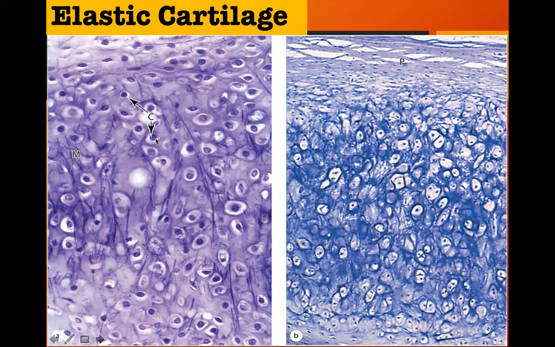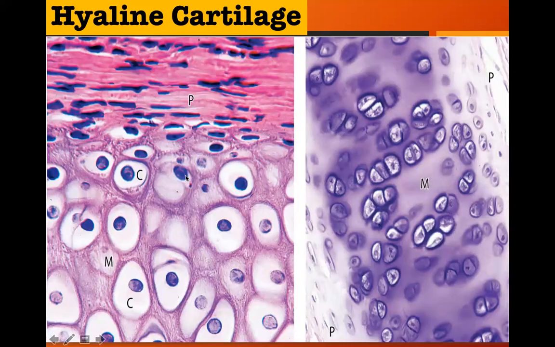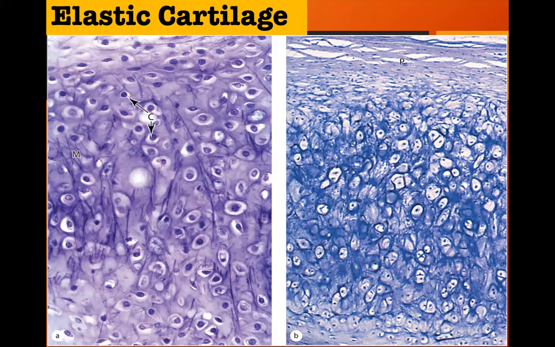They are actually the same. They are arranged singly or in isogenous groups, and they are also lodged in the lacunae. Okay, this is taken from Junqueira. These two pictures, the hyaline and the elastic cartilage, please take note of their differences.